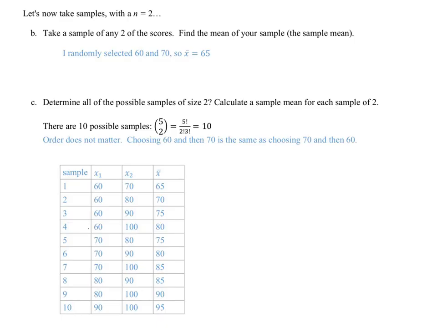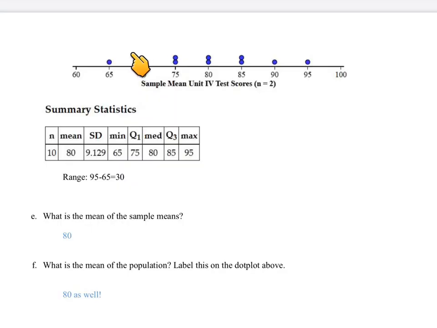Okay, so the next thing I'm going to do is make a dot plot of these 10 values and then find their summary statistics. So each of these dots here, these are sample means. That is going to be the sample of the one that had the 60 and the 70 together, for example. Those 10 sample means have a mean of 80 and a standard deviation of 9.21. The highest value is 95, the lowest value is 65, so the range of those sample means is 30.